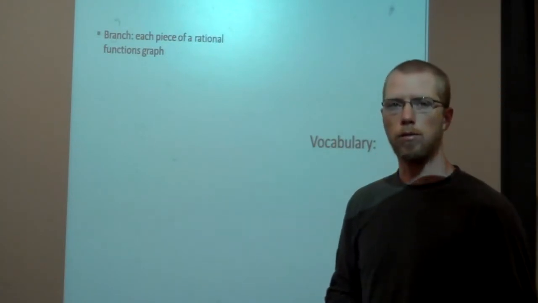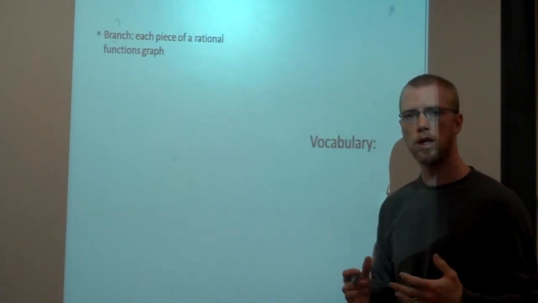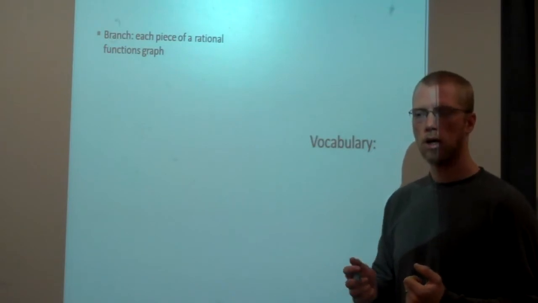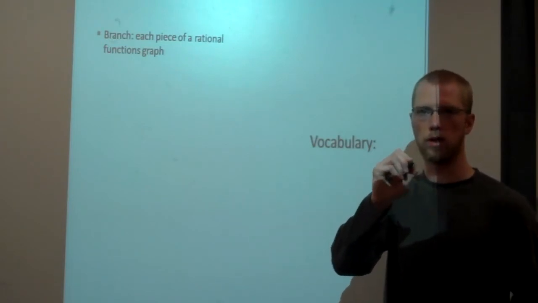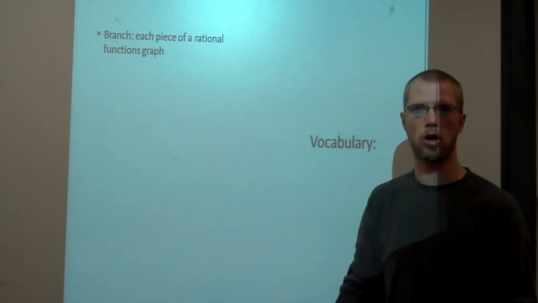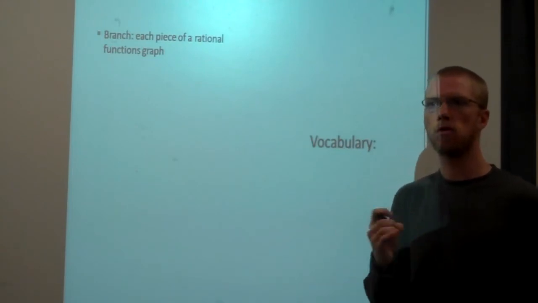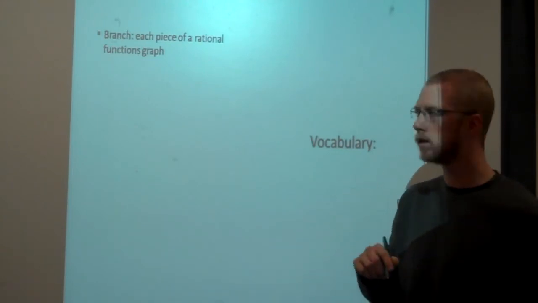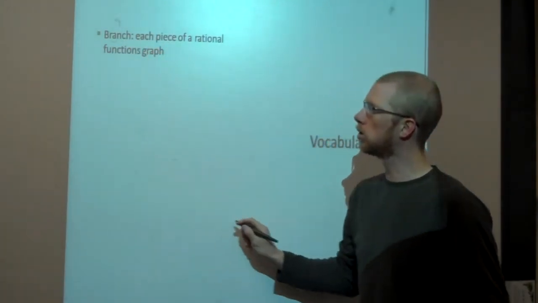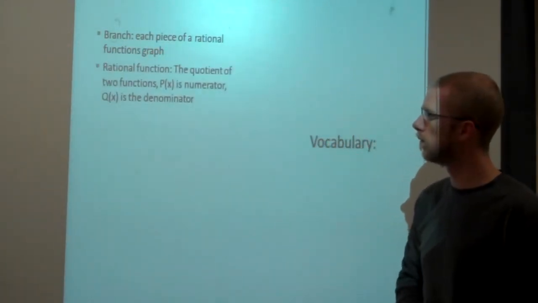Rational functions are not continuous graphs. They force you to essentially pick up your pencil and start over somewhere else. Each time you pick up your pencil and put it down somewhere else, you're creating a new branch. Okay, so it's each piece of the function.